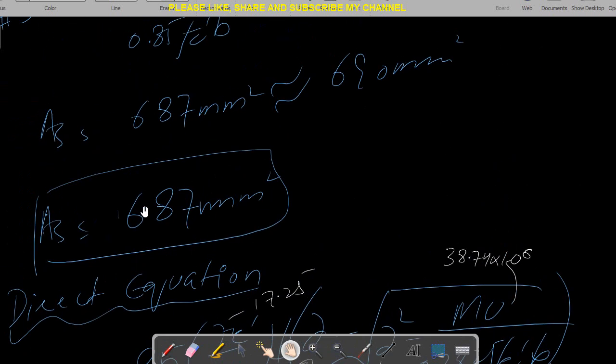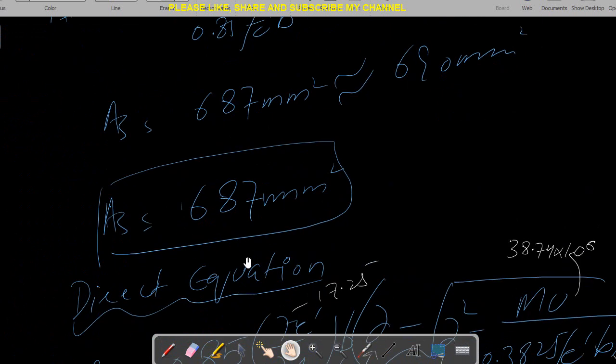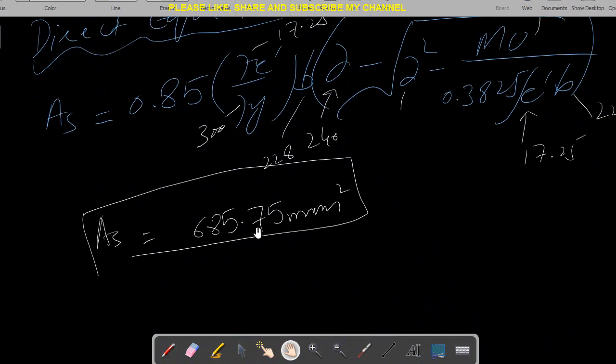Remember, this one value is 687. If you go for the 4th to 5th trials, you will find this value, right? This value is 685.75. So this is my exact value.